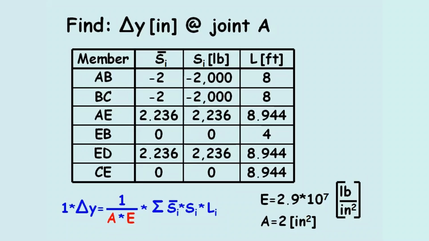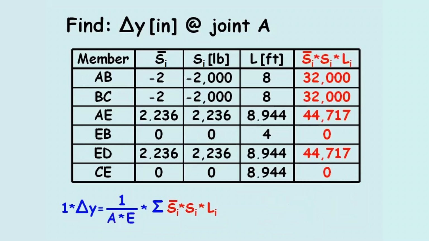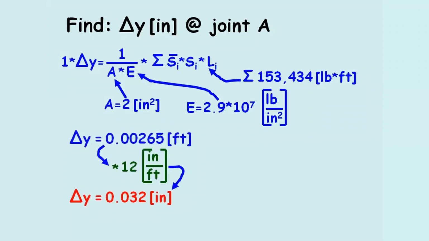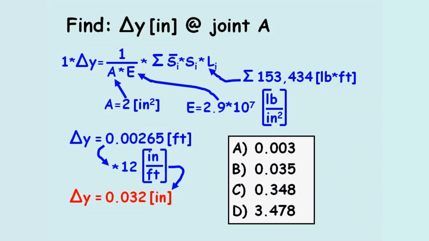Next, the virtual force, actual force, and length are multiplied together, and the sum of these products equals 153,434 pounds-feet. Plugging this value into our deflection equation, in addition to the area and Young's modulus, the vertical deflection at point A equals 0.00265 feet, or 0.032 inches. When reviewing the possible solutions, the answer is B.